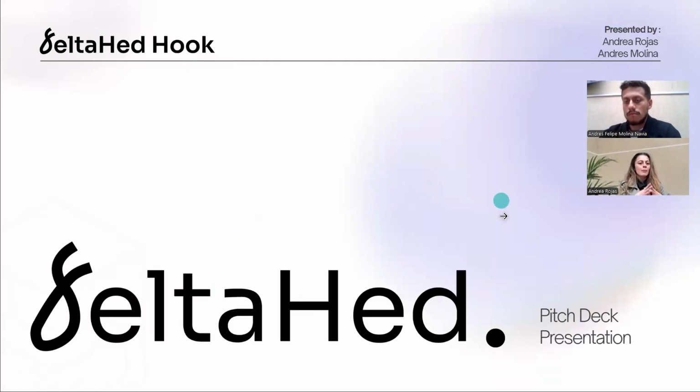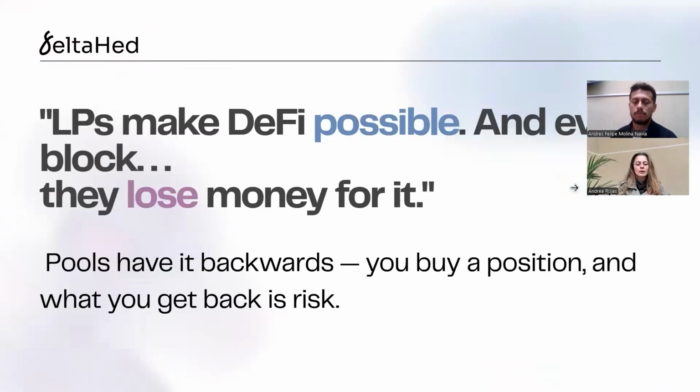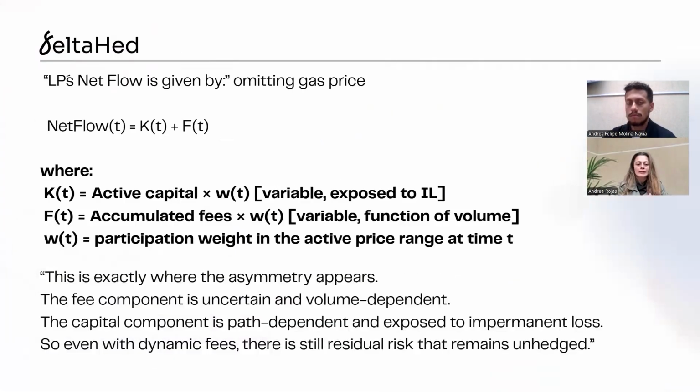LPs may defy possible, and block after block, they lose money for it. Pools almost seem backwards. You buy a position, and what you receive in return is risk. At a high level, an LP net flow is defined by two components, capital and fees, between a given price range. But market efficiency creates a structural asymmetry.